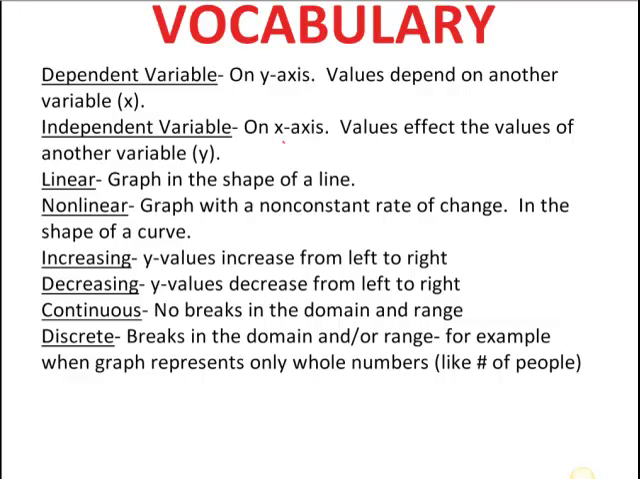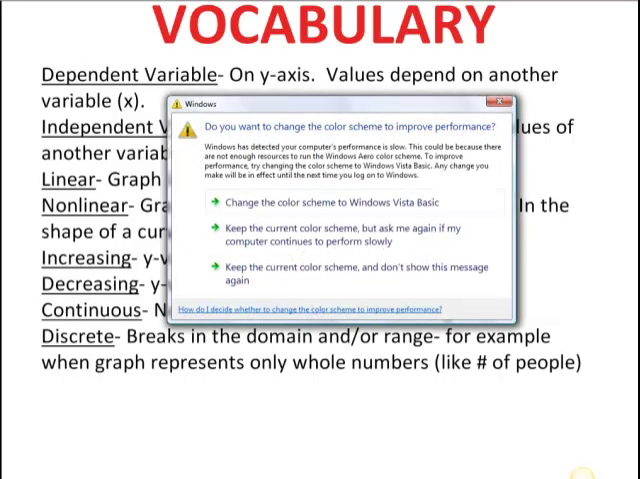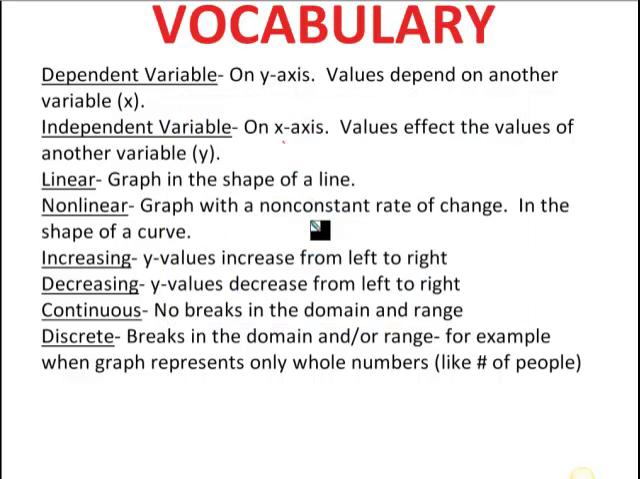Dependent and independent variables. As a reminder, a dependent variable lies on the y-axis. It depends on another variable. We've looked at things such as the height of a person depending on their age, or the cost of something depending on the cost of renting a bike or a boat, depending on the time that you use it.